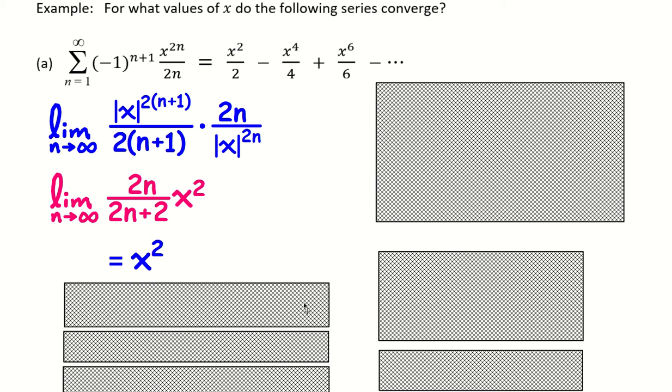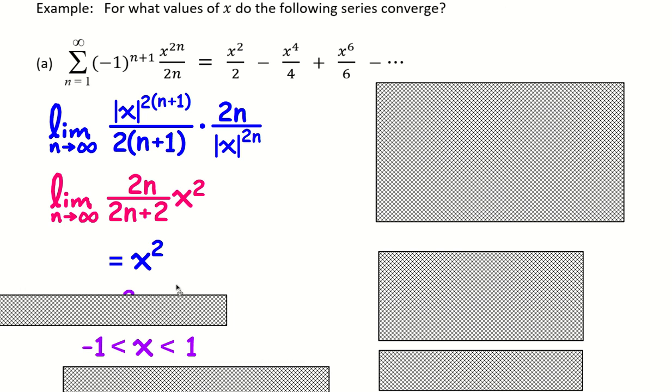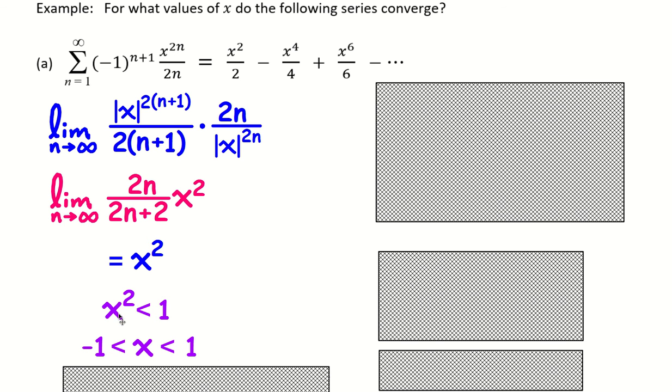Remembering how the ratio test works, it says that the series converges when this limit is less than 1. This right here is how the ratio test works. This is when it will converge, when this limit is less than 1. And so now we just solve this. We could take the square root of both sides and get plus or minus 1, and when you get to here.